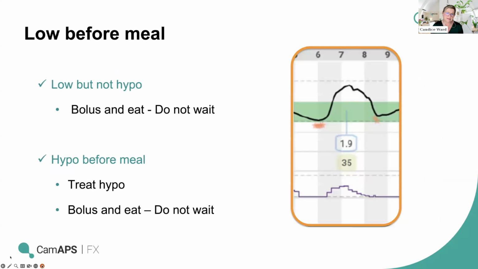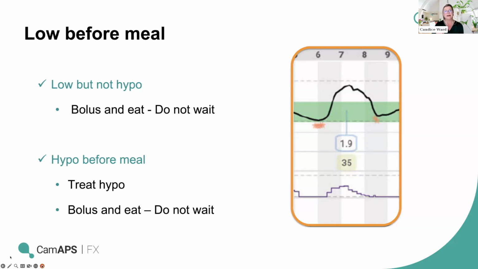Some people also ask us, you're supposed to give the bolus 10 to 15 minutes before eating, but what if I'm low? Not hypo, what if I'm low? Do I give the bolus at the end of the meal? What do I do? So we would recommend that if they're low, so not hypo, but on the low side, that they bolus the full amount of insulin for the carbohydrate they're consuming and eat. Do not wait the 10 or 15 minutes.